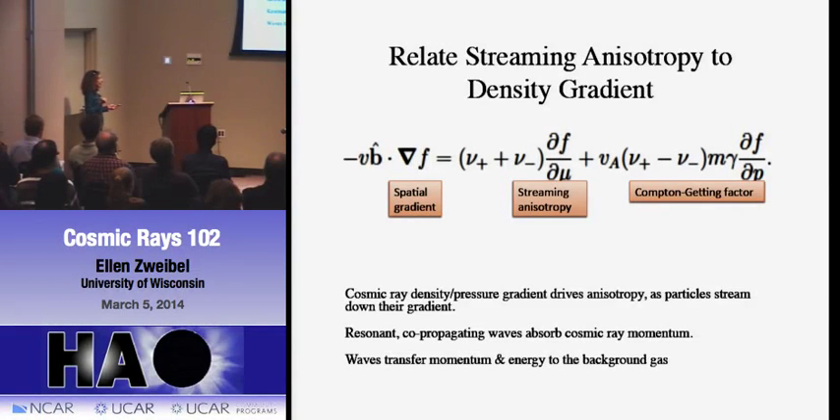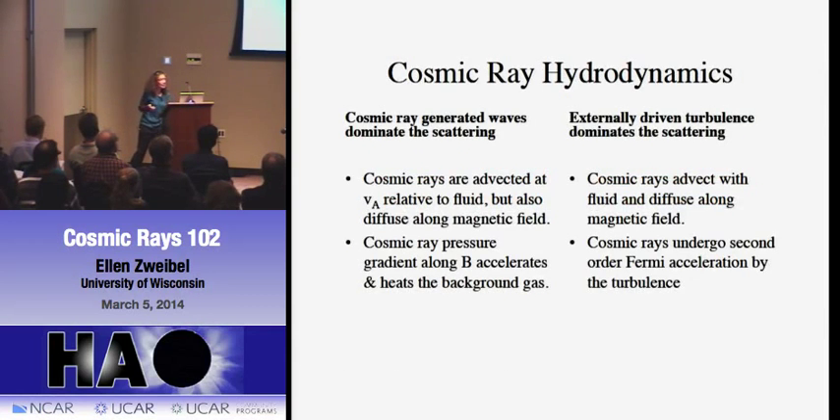Resonant co-propagating waves absorb the momentum that the particles transfer to them, and those waves transfer momentum and energy to the background gas through the damping process. So that allows us to work with cosmic rays in this fluid approximation, this cosmic ray hydrodynamic approximation. And I'm going to give you two versions of it.